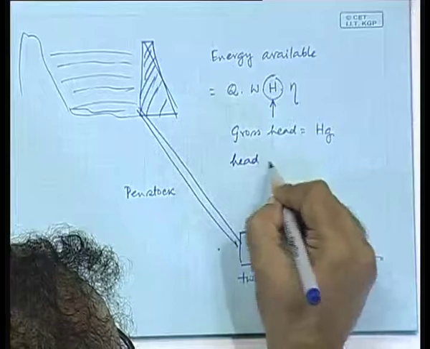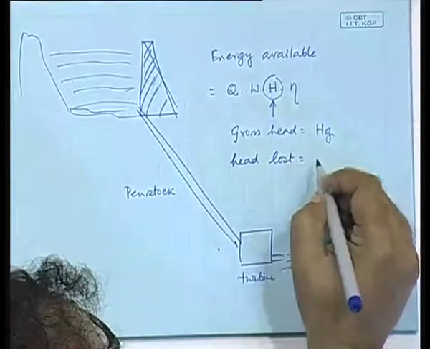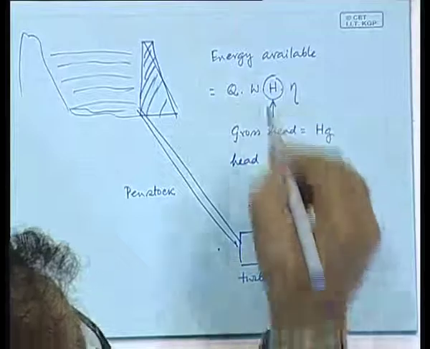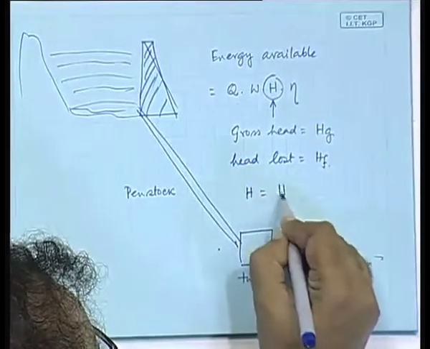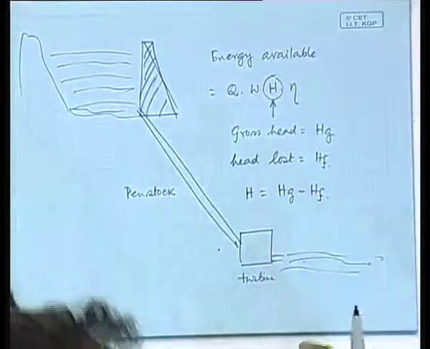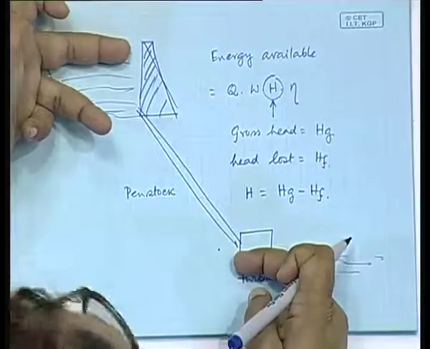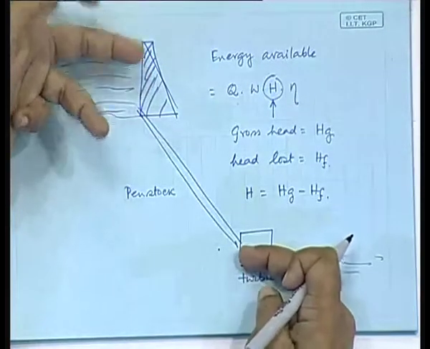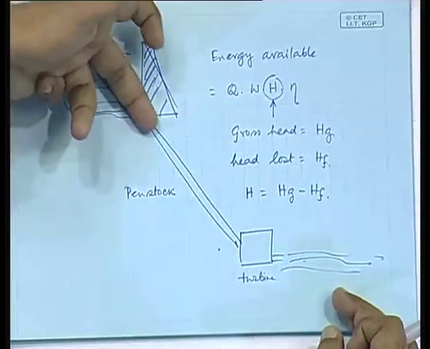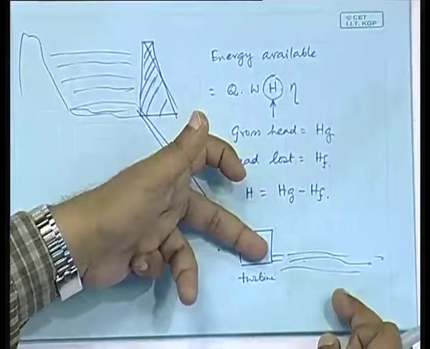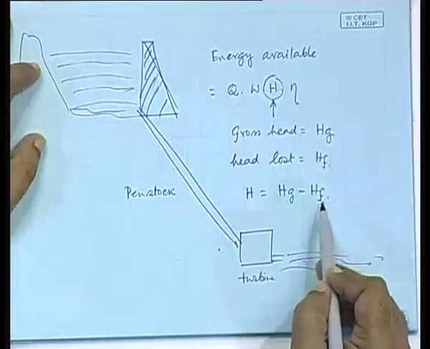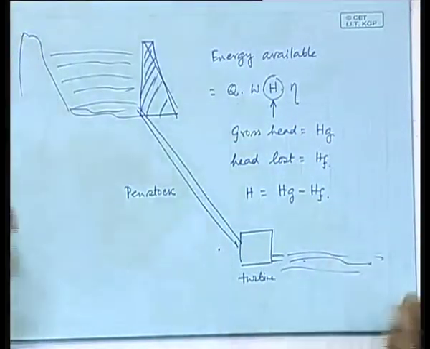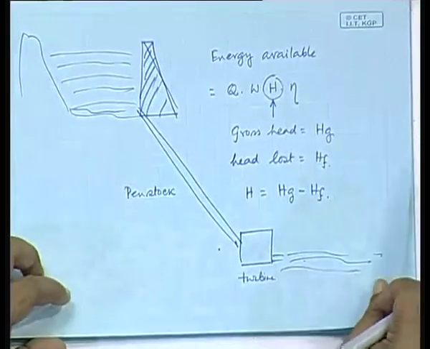So, the head lost, let us call it Hf, then this H is actually Hg minus Hf. So, the actual difference does not really translate into power, it will be slightly less, and that difference is the collection of the losses in all the systems, right. So, when you calculate this, we will have to take that into account also, clear. Okay. So, that is all for today. Let us continue with this tomorrow.